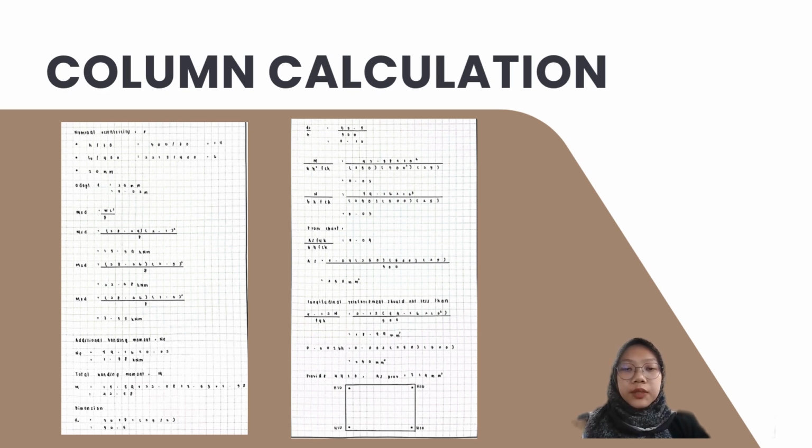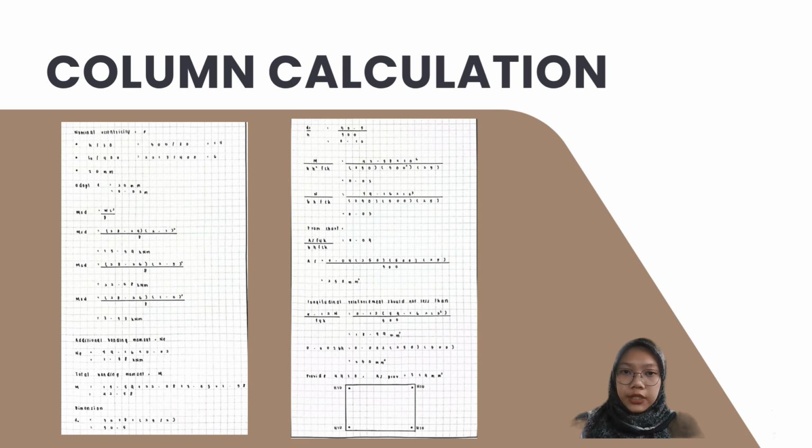Then we also need to know the dimension. Then we got 50.5. Then we also need to know the D over H. We got 0.10. Then we calculate the M over BH square FCK. Insert the data. We got 42.78 times 10 exponent 6 over 250 times 500 square times 25. We got 0.03. Then we calculate the N over BH FCK. Insert the data, we got 79.16 times 10 exponent 3 over 250 times 500 times 25, we got also 0.03.